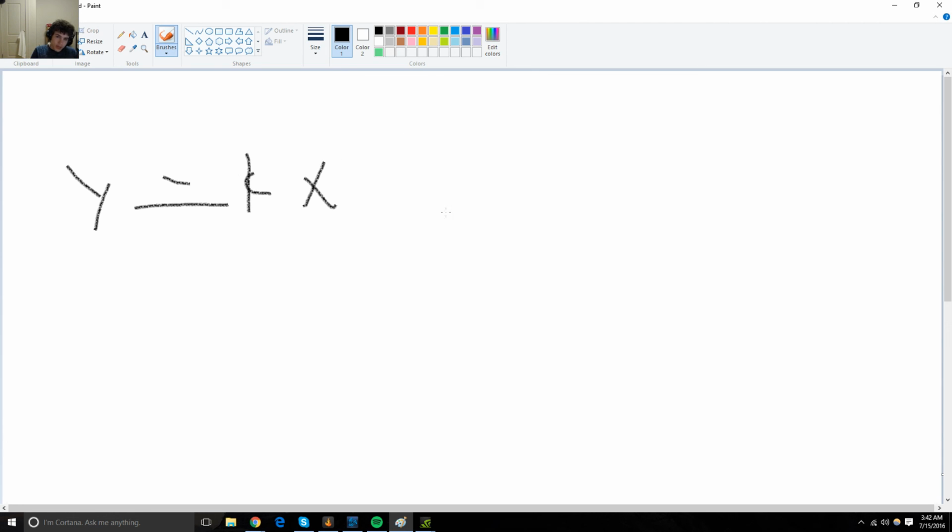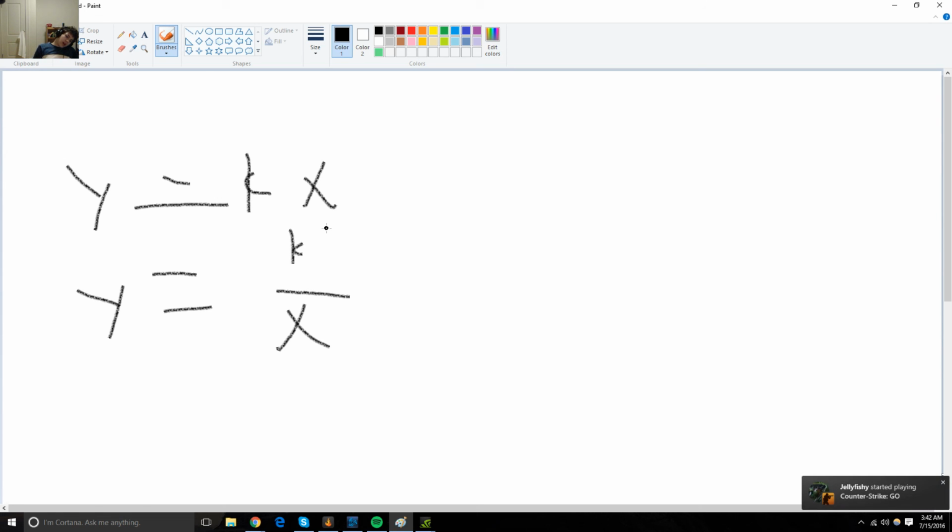This is direct variation. Inverse variation is y equals k over x. k is again a constant. So when x is 1, y is 1, but when x is 2, y is 1/2, and x is 3, y is 1/3? I don't know. But to solve, sometimes you'll be asked to solve for k or find the equation.